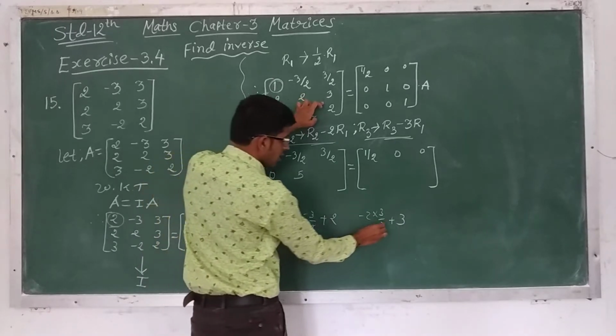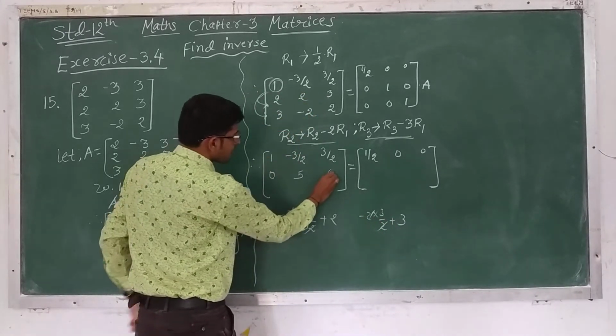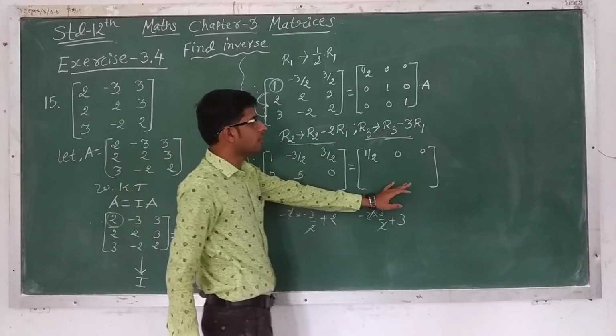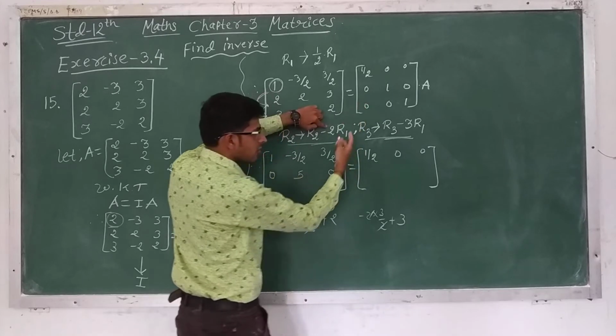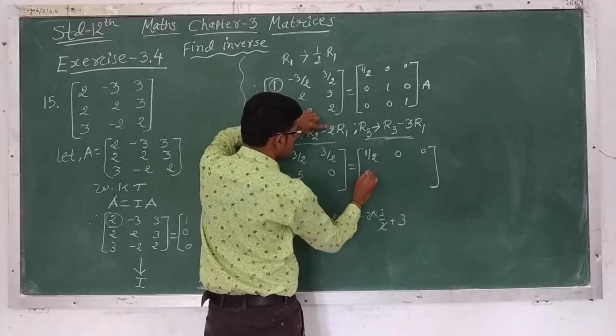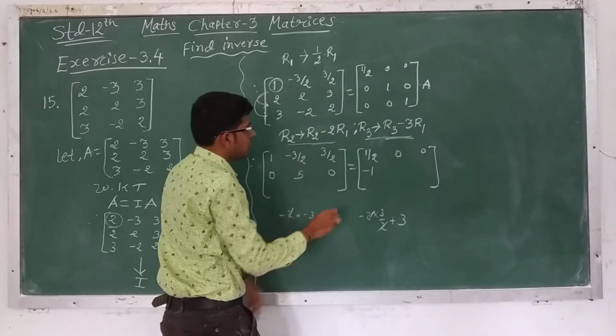So plus 3. So here 2 to again cancel out and minus 3 plus 3, 0. Same operation we have to apply on right hand side. So minus 2 into 1 by 2. So 2 to cancel out. So minus 1. Minus 1 plus 0. Minus 1 and here 0. So there will be no change.